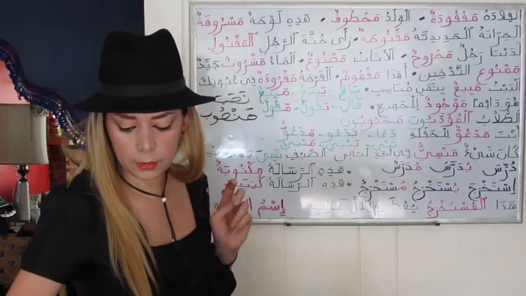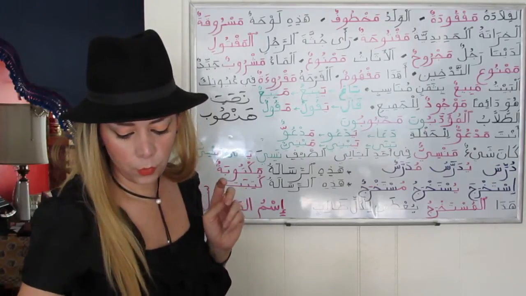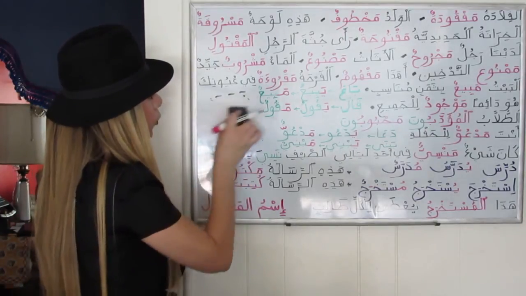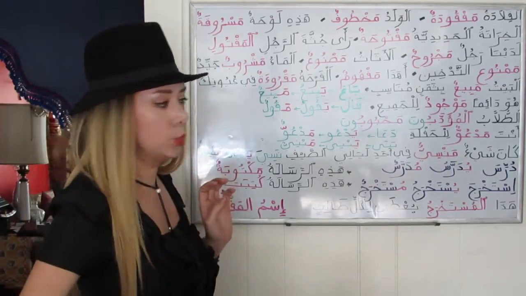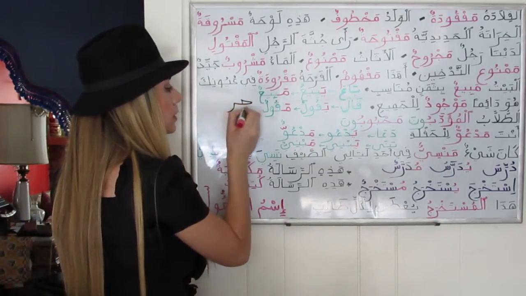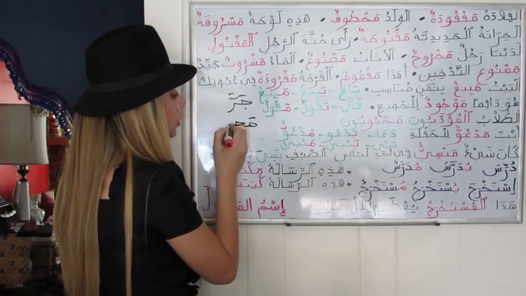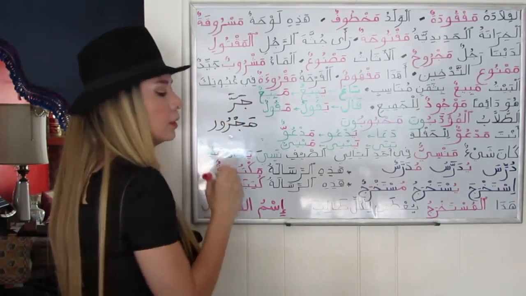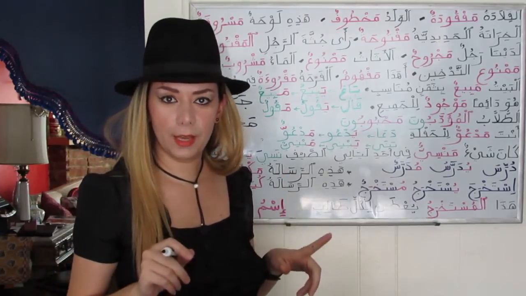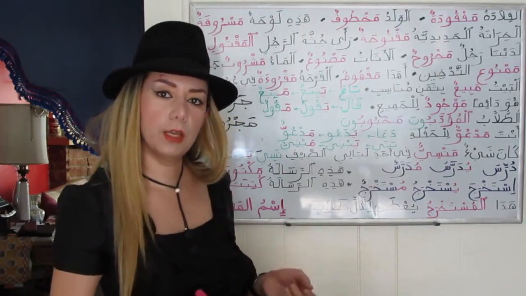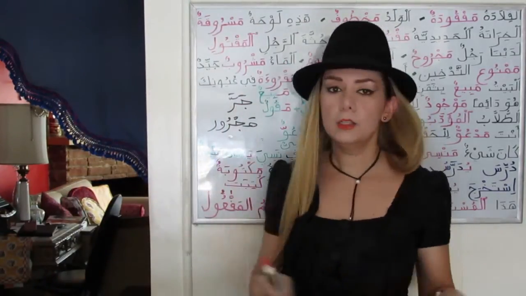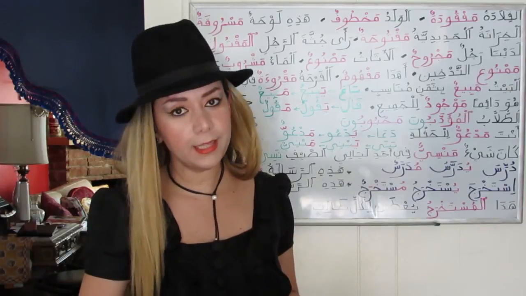Okay? And for the third case, majroor, from jarra. This is a geminate verb. Jarra, majroor. Majroor, the genitive case. Noun in the genitive case. Jarra normally is to drag, to pull. Okay? Oh, I think that's it.